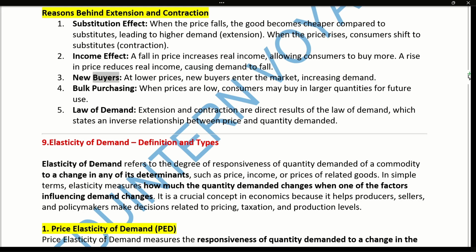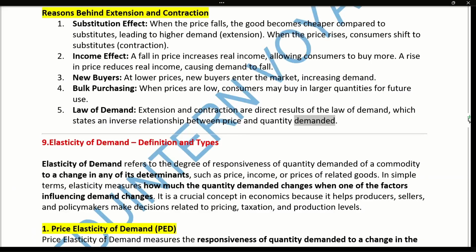New buyers. At lower prices, new buyers enter the market, increasing demand. Bulk purchasing. When prices are low, consumers may buy in larger quantities for future use. Law of demand. Extension and contraction are direct results of the law of demand, which states an inverse relationship between price and quantity demanded.